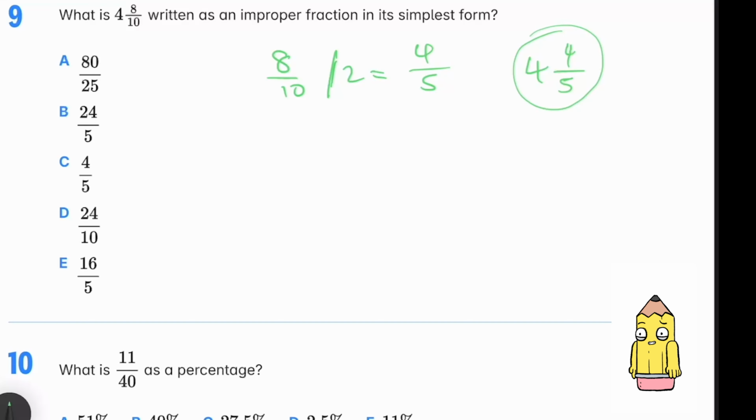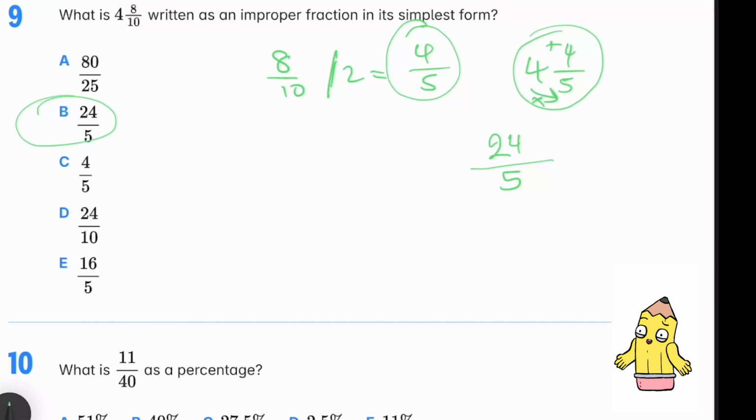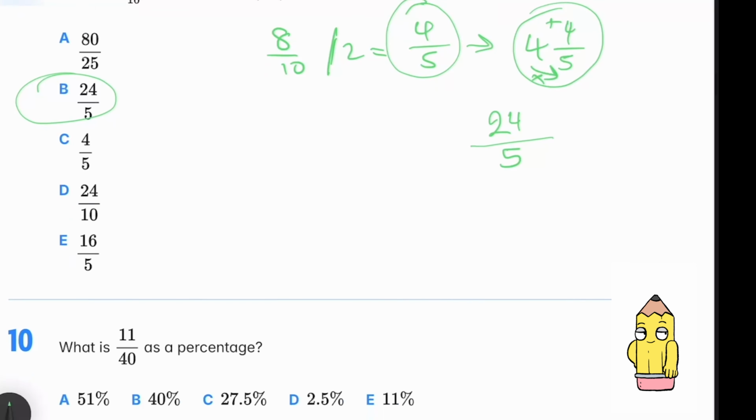We then convert this into an improper fraction. So remember, we times the bottom and we add the top. So 4 times 5 is 20, plus 4 is 24/5. And that's our answer. So always simplify first and then you can convert it.